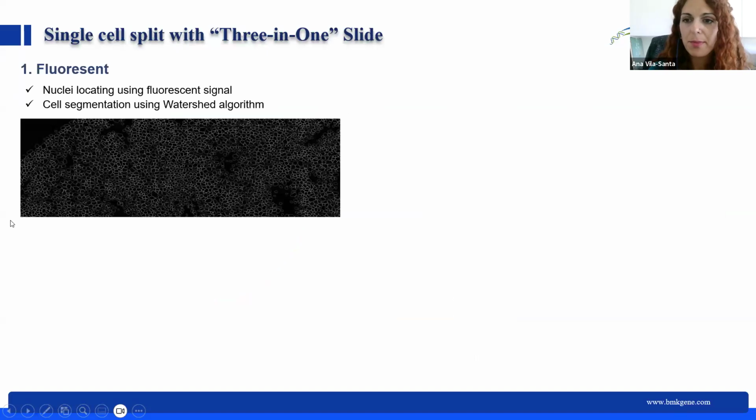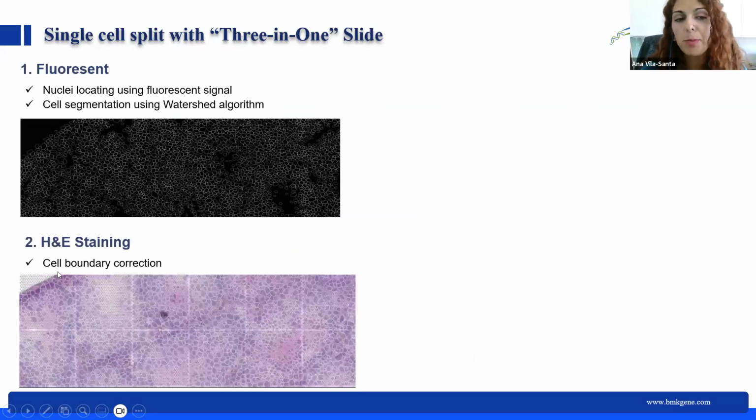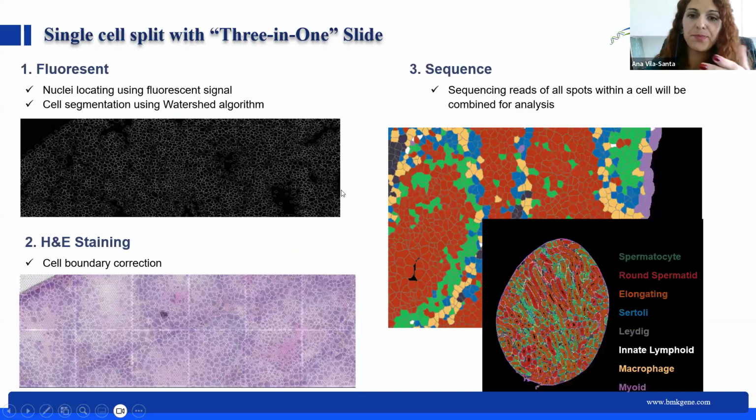So first we start by having our section, and we do a staining of the nuclei with fluorescence. We read out that fluorescent image, and then we use a watershed algorithm that will predict the cell boundaries of each cell in the tissue. Then we perform H&E staining, and we correct the cell boundaries based on this image. Finally, we sequence the reads of all the spots, and then we assign the spots that are contributing to each cell in the image.